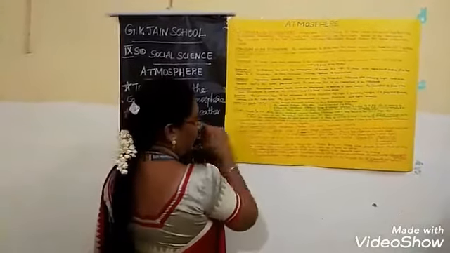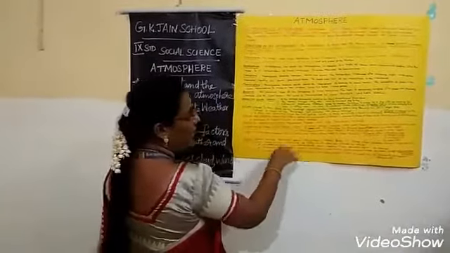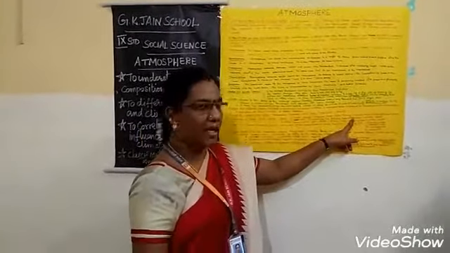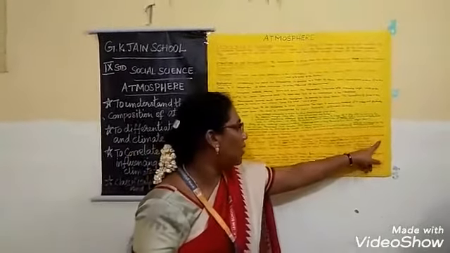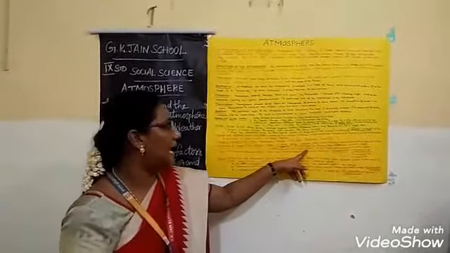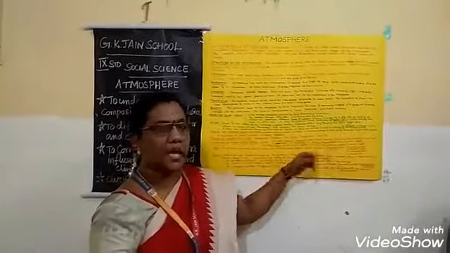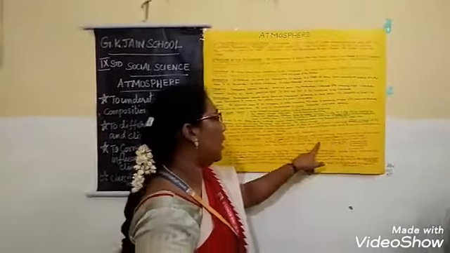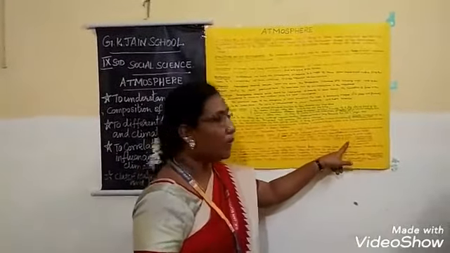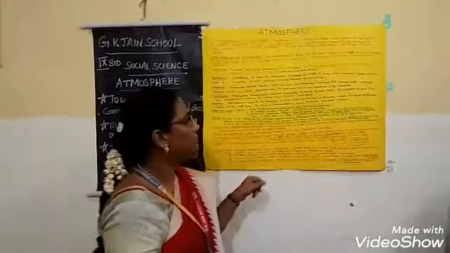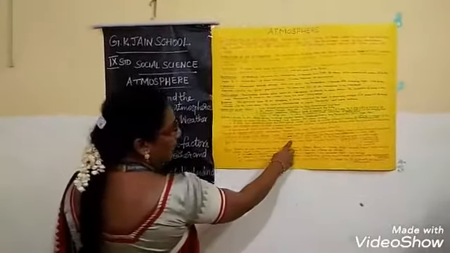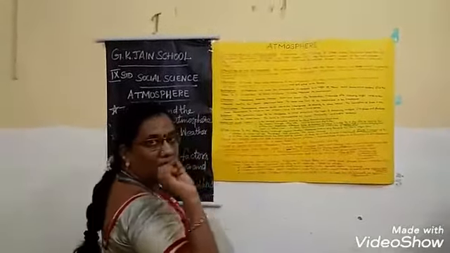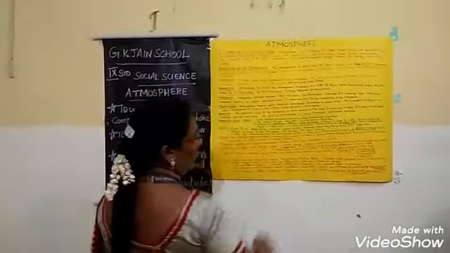Now we will see the classification of clouds, winds and rainfall. A visible mass of condensed water vapor floating in the air above the ground level is called a cloud. It is classified into the following types. High clouds, that is 6 to 20 km height. Low clouds, ground surface to 2.5 km height. Next one is middle clouds, 2.5 km to 6 km height.